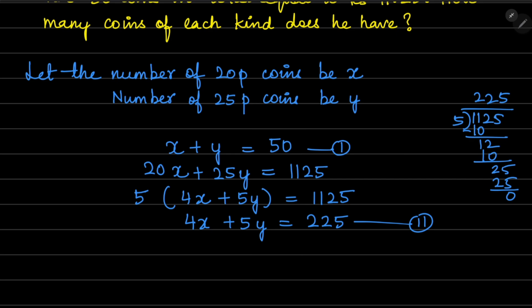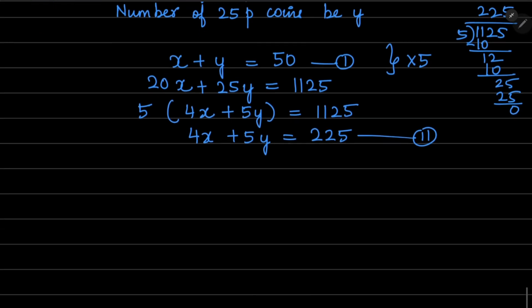Now we have to solve equation 1 and 2 using any of the methods. So for right now I am choosing to go with the elimination method. Okay, so I am going to multiply the first equation by 5. So this is your elimination method. When you multiply equation 1 by 5, what do you get? 5x plus 5y equal to 5 into 50, which is 250. The second equation I'm going to write as it is. So 4x plus 5y equal to 225.